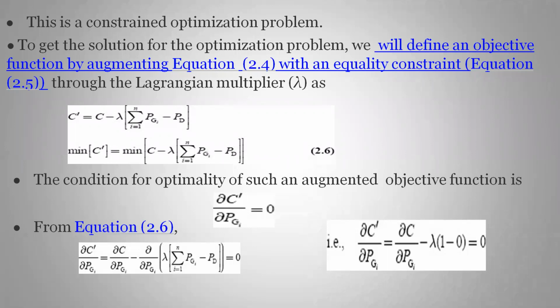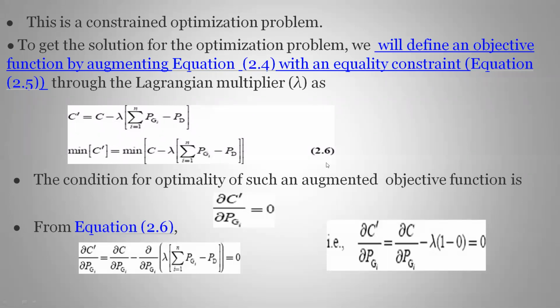The condition for optimality of such an augmented objective function is very important. The condition for optimality is dou C dash by dou PGi equal to 0, where C dash is equal to C minus lambda into the sum from i equal to 1 to n of PGi minus PD. So to optimize, we set dou C dash by dou PGi equal to 0.